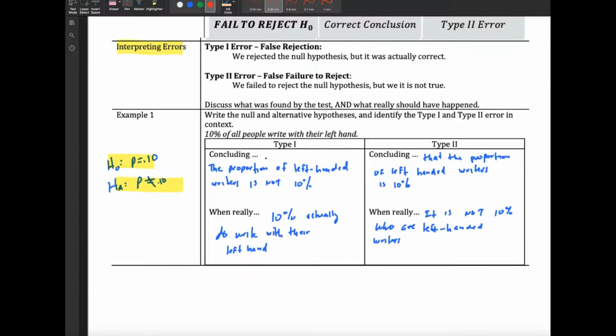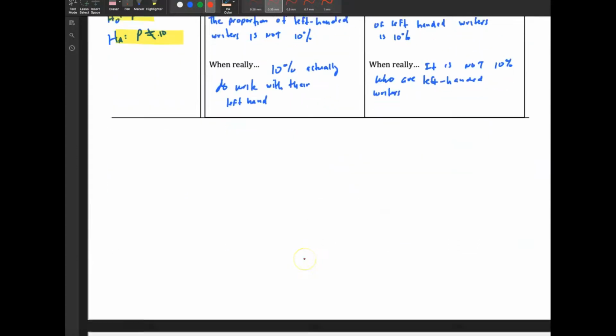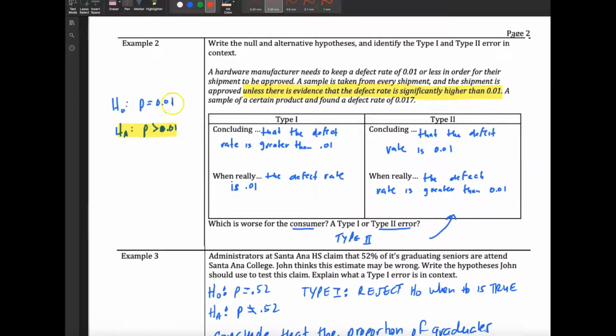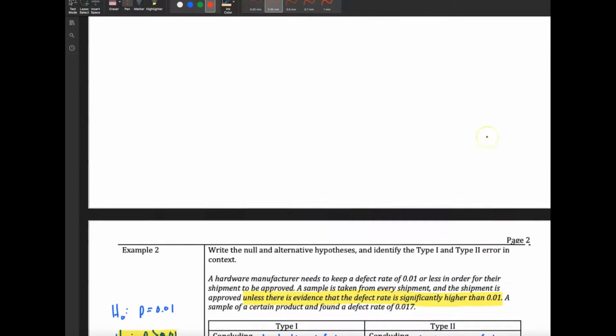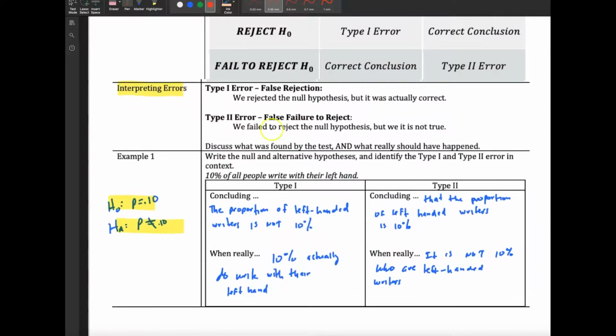Go back to it, it takes time to read. Okay, type 1, reject the null hypothesis, but it's true, right? So we're saying this is not true, and this is true. The null hypothesis is actually true. Type 2 error, right? Failed to reject the null hypothesis, but we know it's not true.